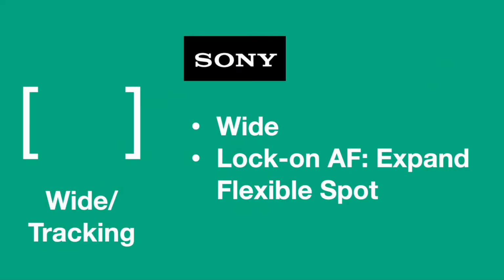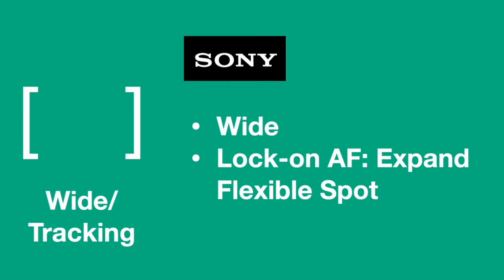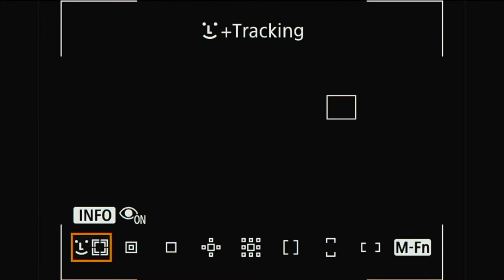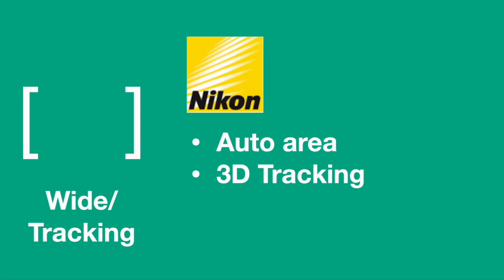So in Sony, the wide or lock-on AF, expand, flexible spot is the wide or tracking focus areas. In Canon, the tracking or the auto selection in the older camera models are the wide and the tracking focus areas. And in Nikon, the focus areas are the auto area or the 3D tracking options.